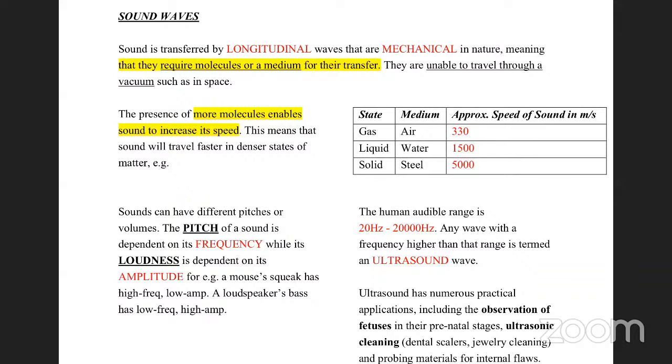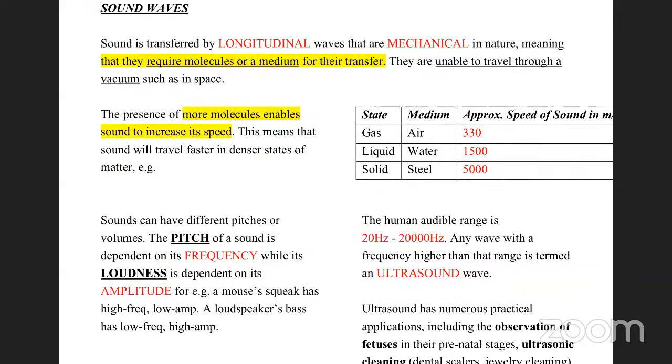Right? Sound waves. So I'm just going through this here. Sound is transferred by longitudinal waves that are mechanical in nature, meaning that they require molecules or a medium for their transfer. They are unable to travel through a vacuum such as space. So for example, if something happens in space, we can't hear it. We're able to see it because light can travel through a vacuum, but we can't hear it because sound needs a medium in which to travel.